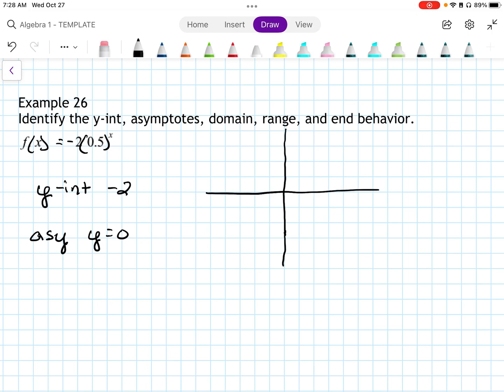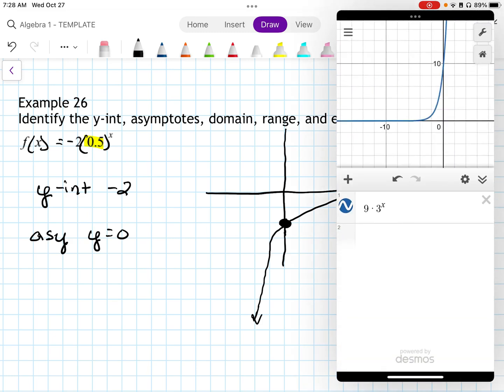We know that we have a y-intercept at negative 2, so we're going to have a dot right there. And then we have b would be 0.5, so this is going to be decay. So I know it's going to do something like this. There's going to be one edge, and the other edge is going to be right there. All right, so we can kind of sketch that in, looking something like that. Let's type that in and see if that looks correct.